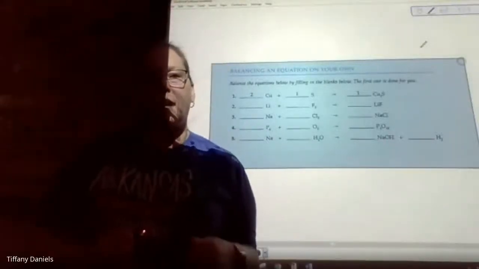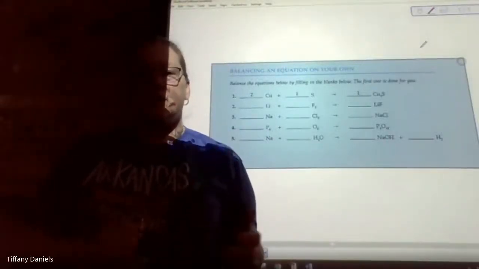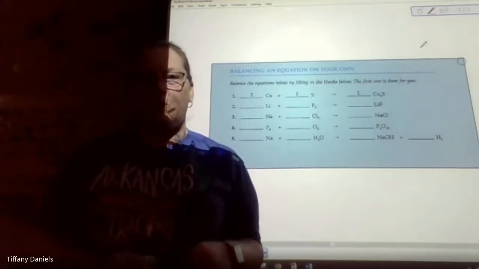Good morning. Let's look at balancing chemical equations. This is one of the tasks that we're going to be working on.